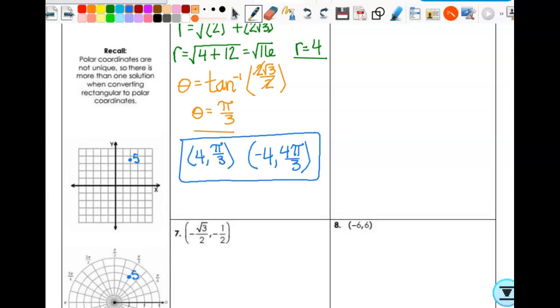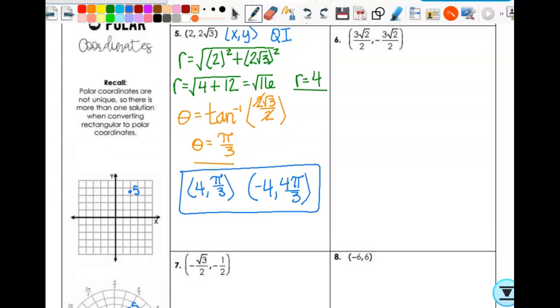Okay. Now let's look at number 6. This is in XY form again. Since it's in XY form, we can figure out the quadrant before we ever even graph it, right? What quadrant is this point going to be in? 4th. So this is in quadrant 4. All right, so let's go ahead and plot that.